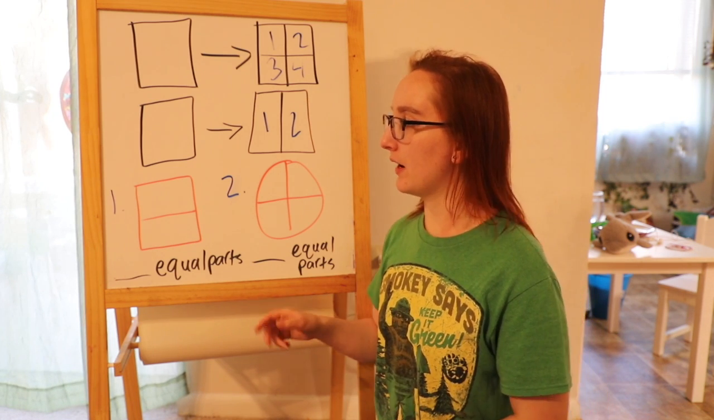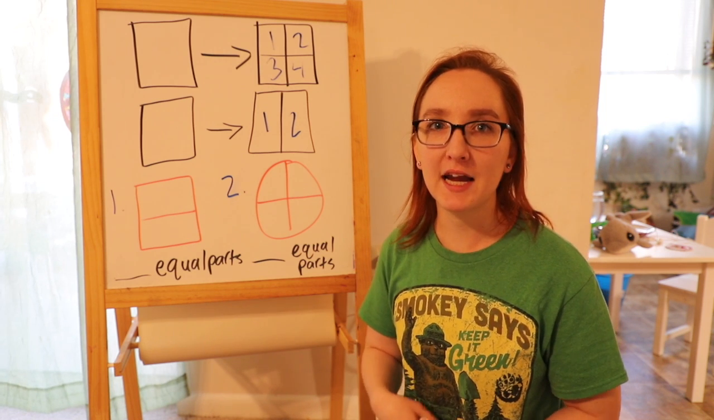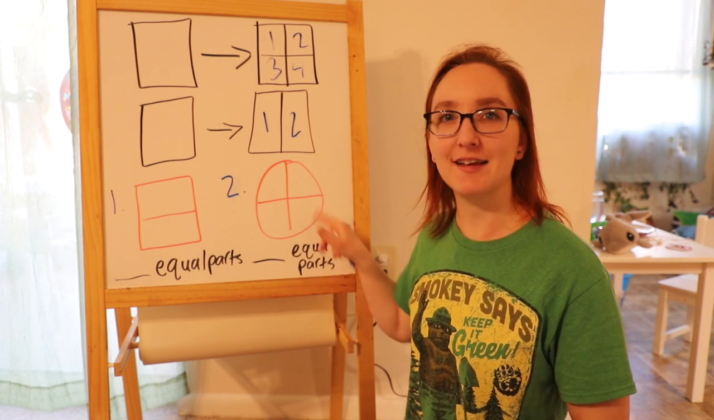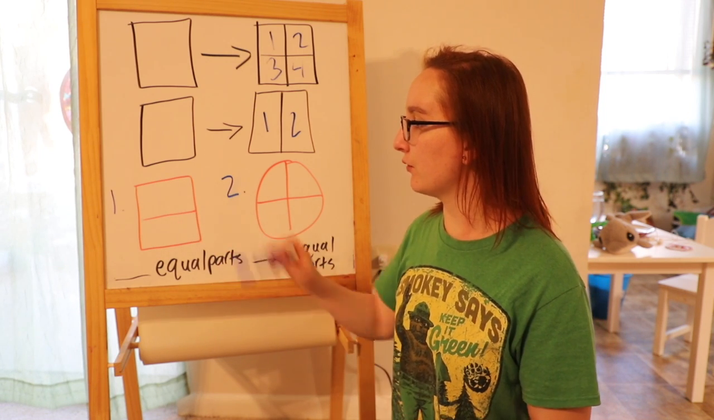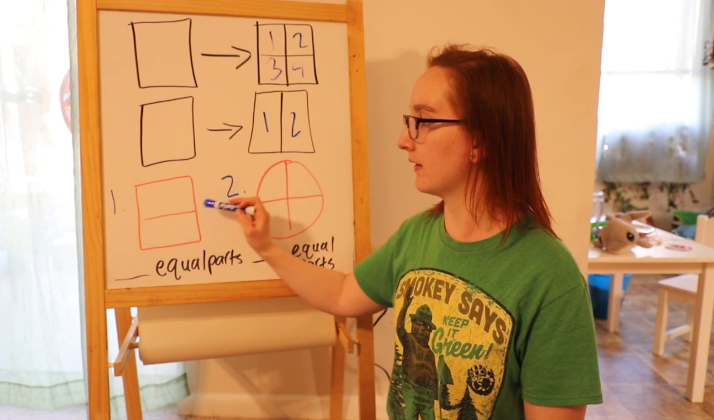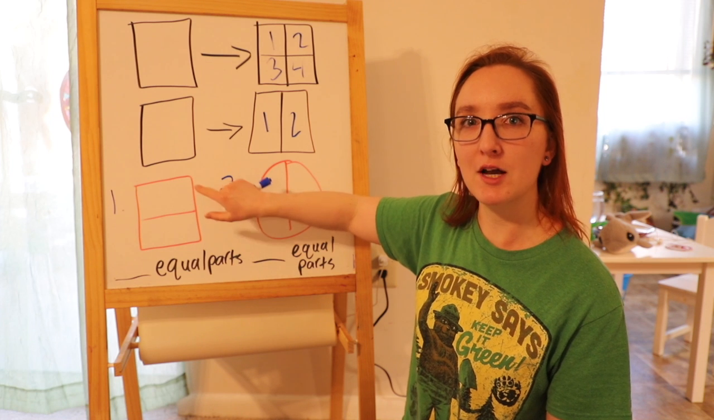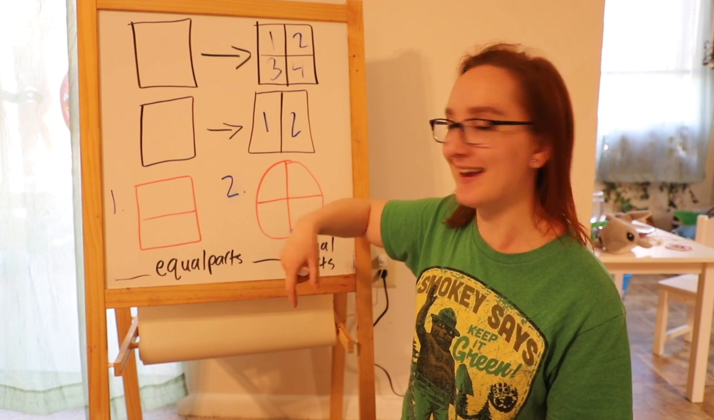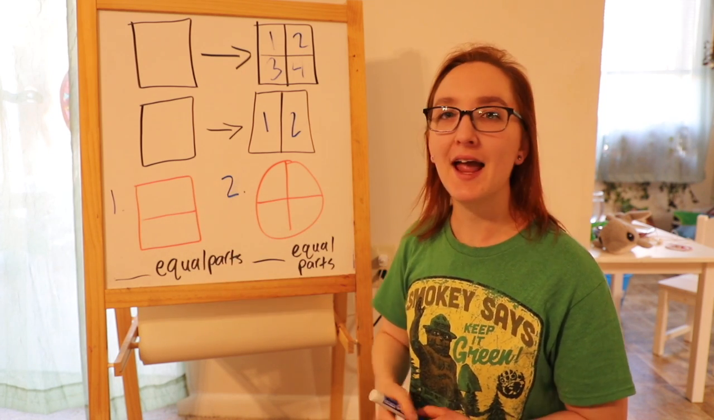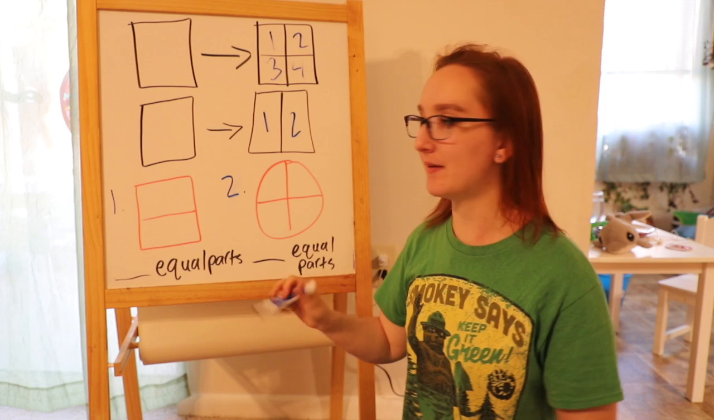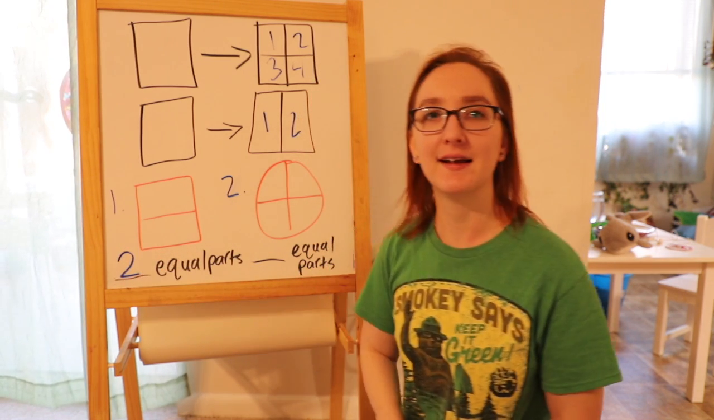Alright, so number 1, what we want to do for both 1 and 2 is find out how many equal parts it took to make this shape. So number 1, we have a square. And they drew one line right across the center. So we were able to make 2 shapes. What shapes were they? Yeah, those are 2 rectangles. So we're going to count those out. 1, 2. And that takes 2 equal parts to make this big square. So we're going to write 2 on that line.